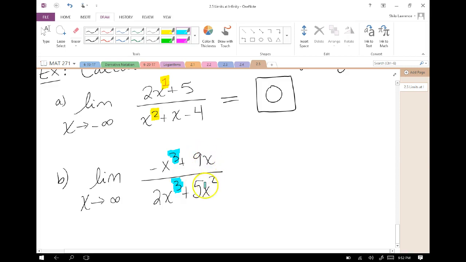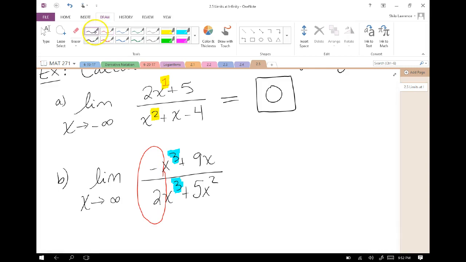Don't worry about the 9x and the 5x squared. Those terms have smaller exponents, so we don't care about those. We only care about the term that has the biggest exponent. And those degrees are equal, which means the numerator and the denominator are going to grow or shrink at the same rate. The only thing that's going to make them differ is their coefficients. So we're going to set up a ratio of the leading coefficients.